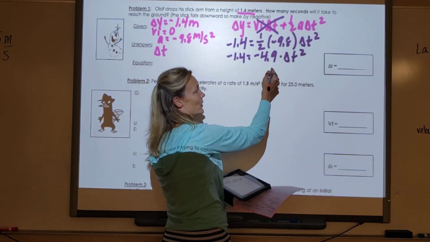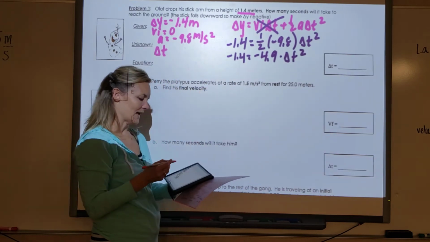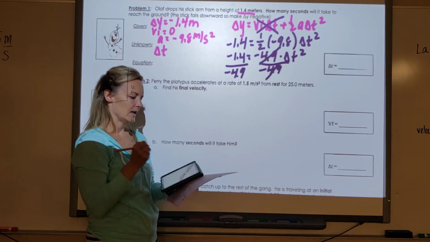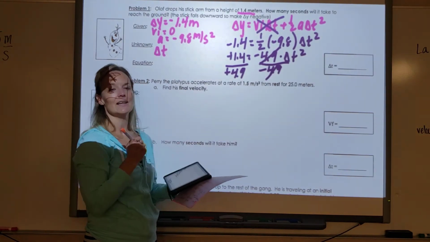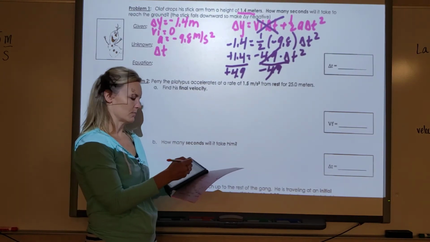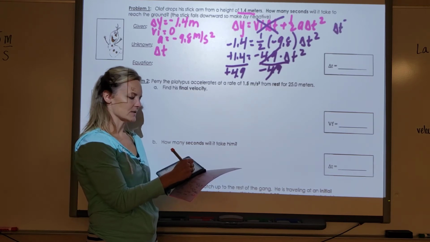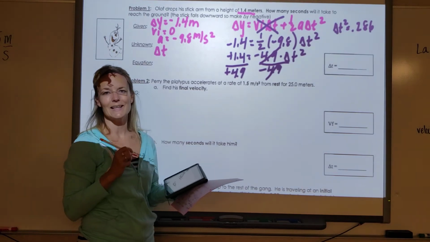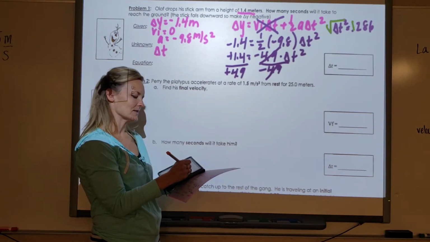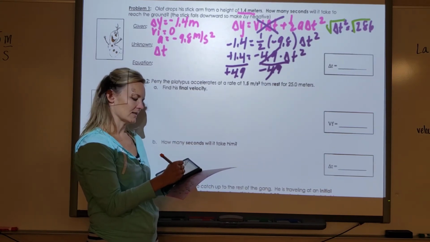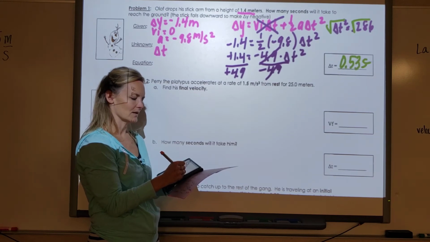To get t alone, I need to divide the negative 4.9 to the other side. So divide both sides by negative 4.9. My negatives cancel out. And I take 1.4 divided by 4.9, and I find that t squared is equal to 0.286. This is not my final answer. That is t squared. I need t. So my last step, I need to square root both sides in order to get my final answer, and I find that t, if I take that square root, is 0.53 seconds.